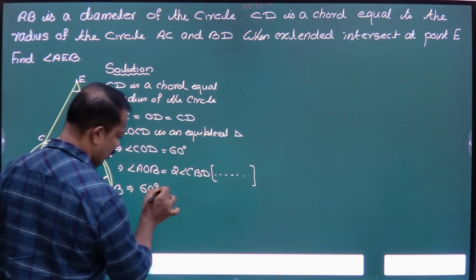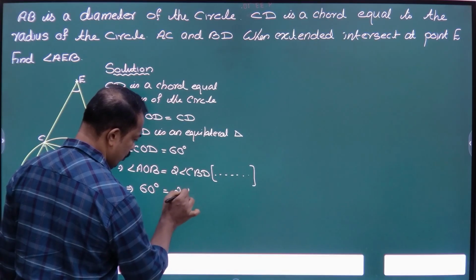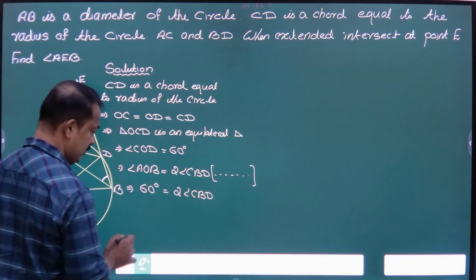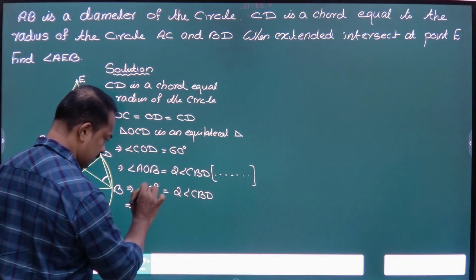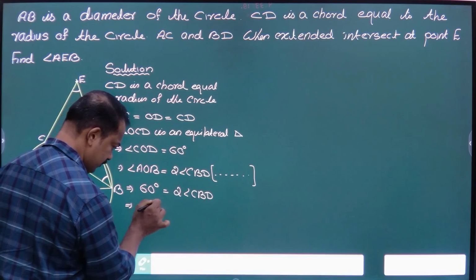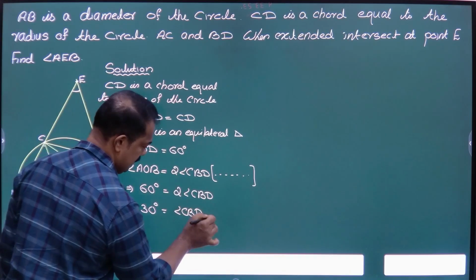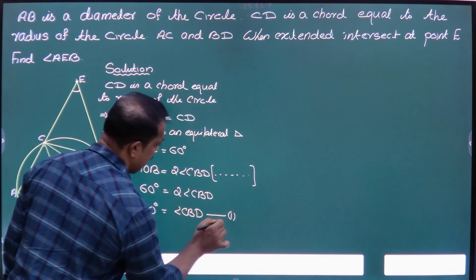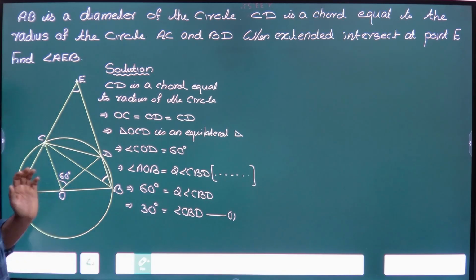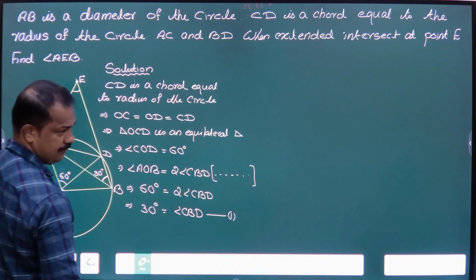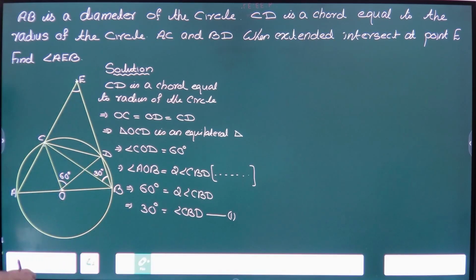60 degree equal to 2 angle CBD. ये 2 इधर शिफ्ट कर दो. Angle is equal to... equation. So what is angle CBD? 30 degree. Any doubt? ये एंगल आ गया हमारे पास 30 degree. Any doubt?